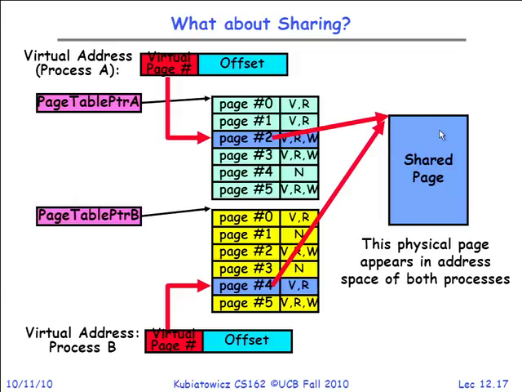Now notice also that this physical page doesn't go to the same part of the virtual address space for the two processes. Process A accesses it at one point in the virtual address space, process B at a completely different point. So this is an example of a mapping where if you communicated a pointer from process A to process B, the pointer wouldn't work because the virtual addresses are different.